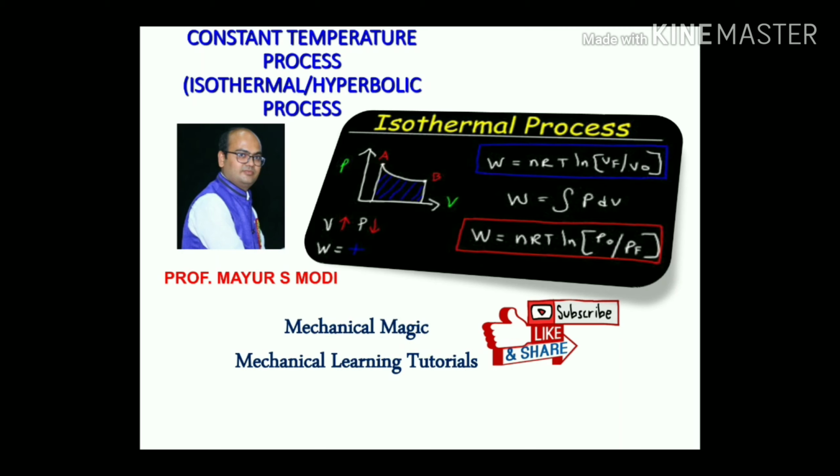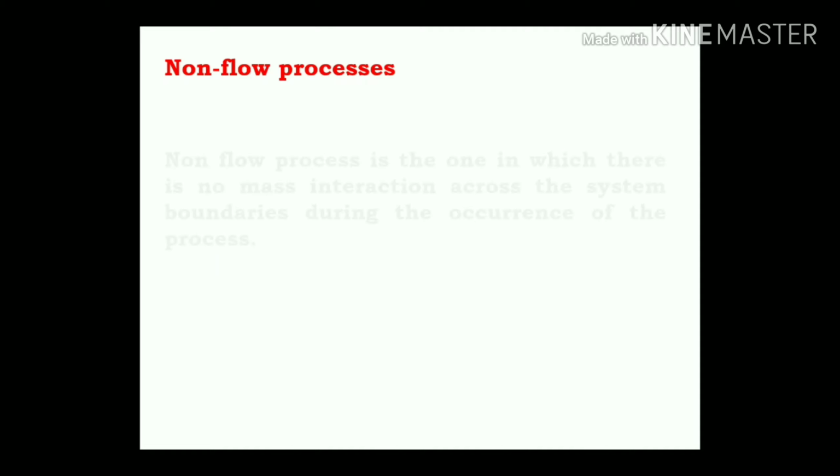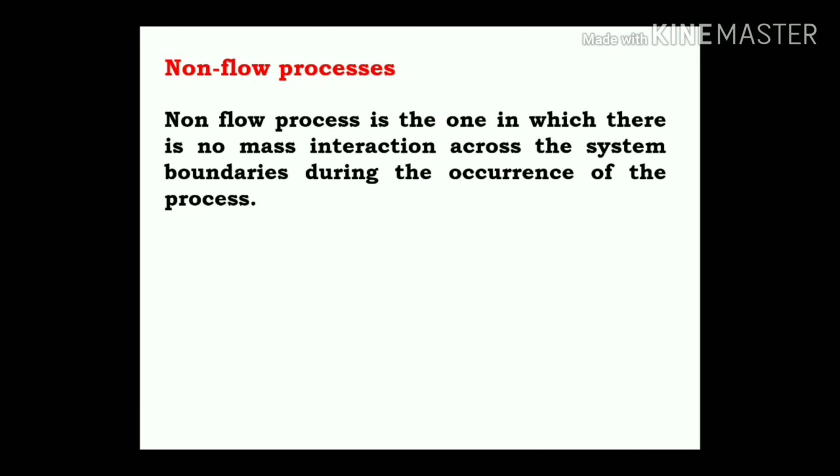Today we will be discussing the constant temperature process, or you can say the isothermal or hyperbolic process. So let us start with some of the non-flow processes. A non-flow process is one in which there is no mass interaction across the system boundaries during the occurrence of the process.